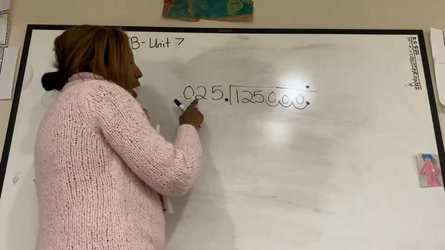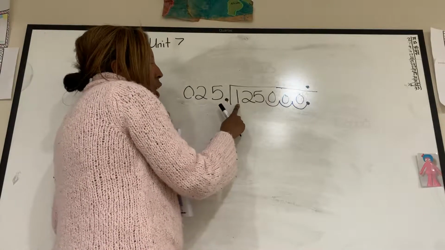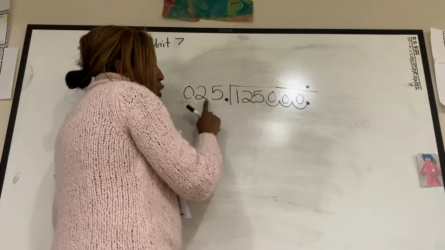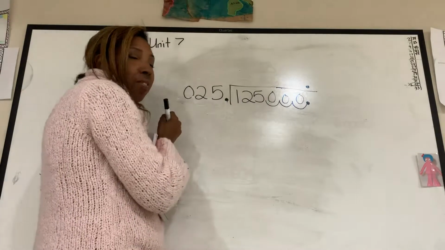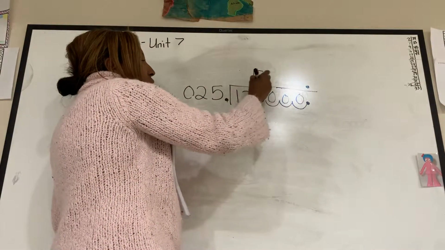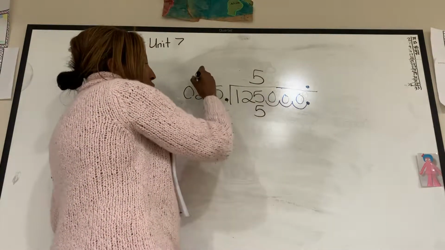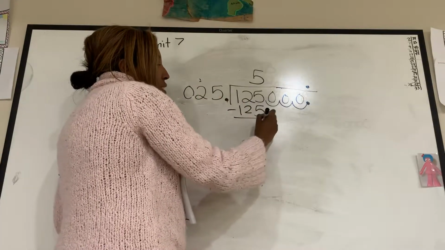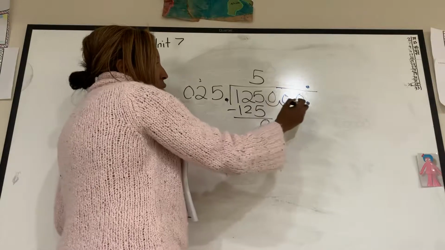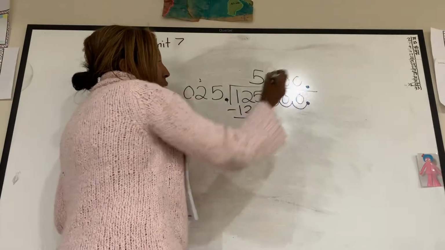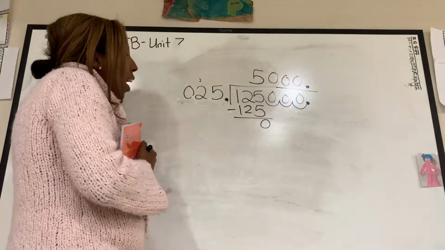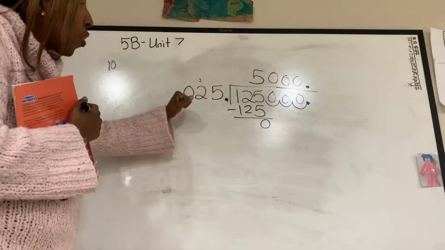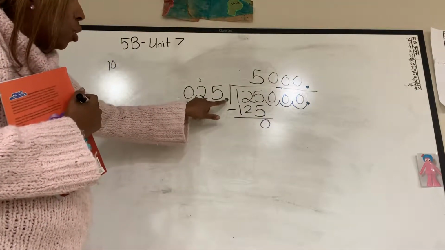And I'd say now I have 25 goes into 125, so that's the same as 25 cents goes into $1.25. Well, I know that's going to be 5. 5 times 5 is 25, carry the 2. 5 times 2 is 10, plus that is 125. I'm left with 0. That's my answer, okay?